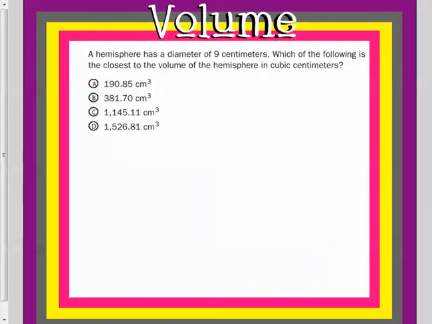A hemisphere has a diameter of 9 centimeters. Which of the following is the closest to the volume of the hemisphere in cubic centimeters? Go ahead and try this one, and I'll be back in just a second to show you the answer.